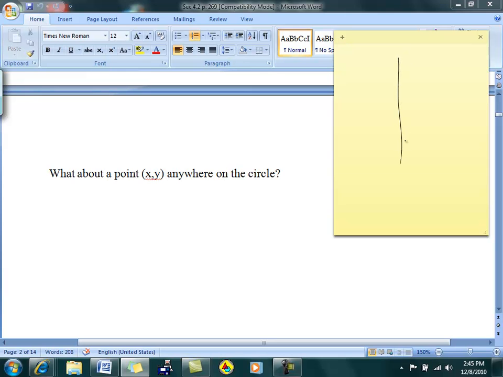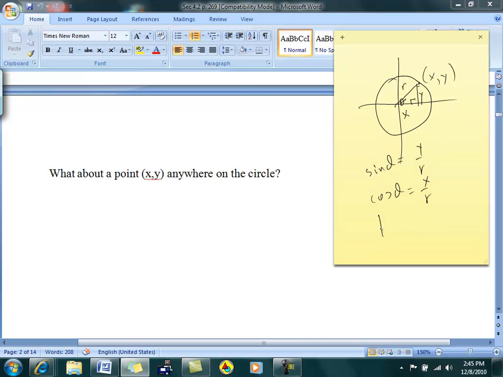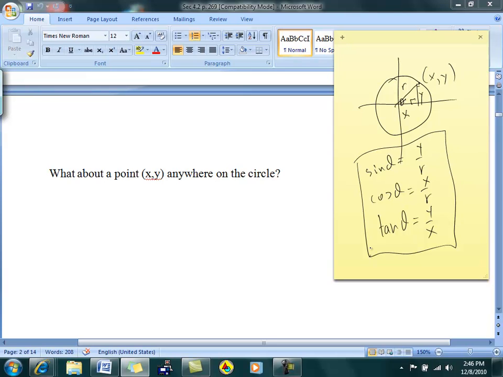Alright, so let's take a look at a circle with a point on it whose coordinates are x comma y. That's my radius. This is x, this is y, and this is the angle I'm talking about, the angle theta. So from this right triangle here, you can see that sine theta is equal to y over r, cosine theta is equal to x over r, and tangent theta is equal to y over x. So this is the most general formalization of trig functions given a point x comma y on a circle.